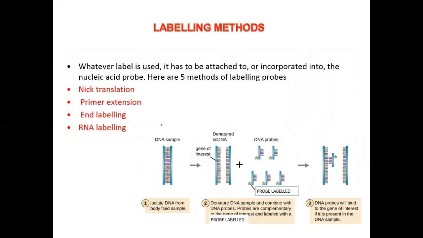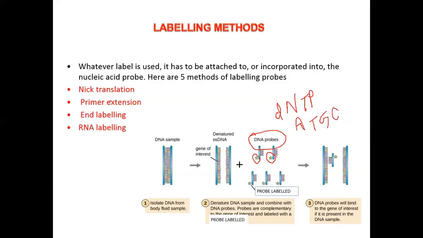Labeling methods. Now, I told you that your DNA, or a fragment of DNA, can be labeled, and they're called DNA probes. And P32 is generally attached to the NTPs. That means it can be attached to an adenine, thymine, guanine, or cytosine.